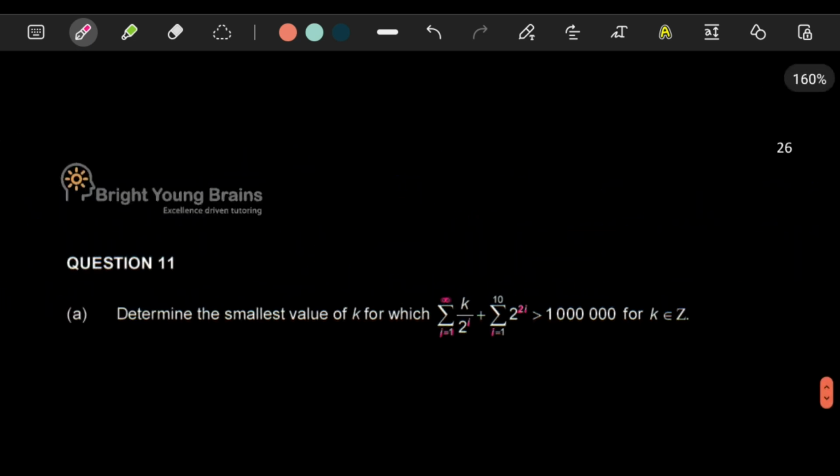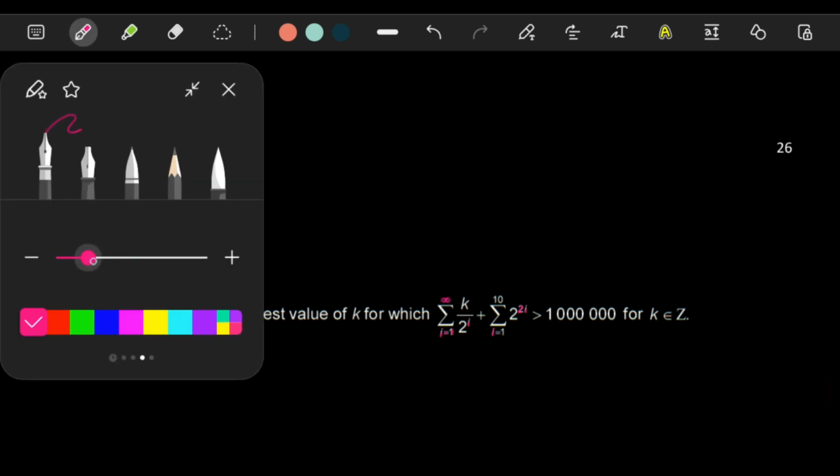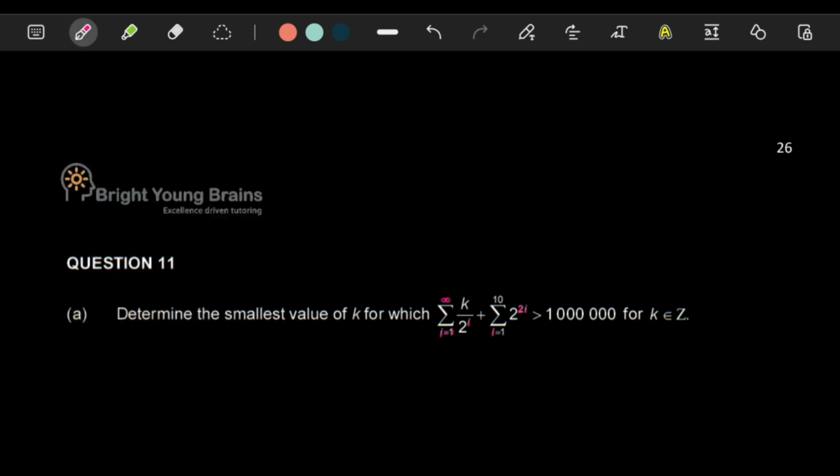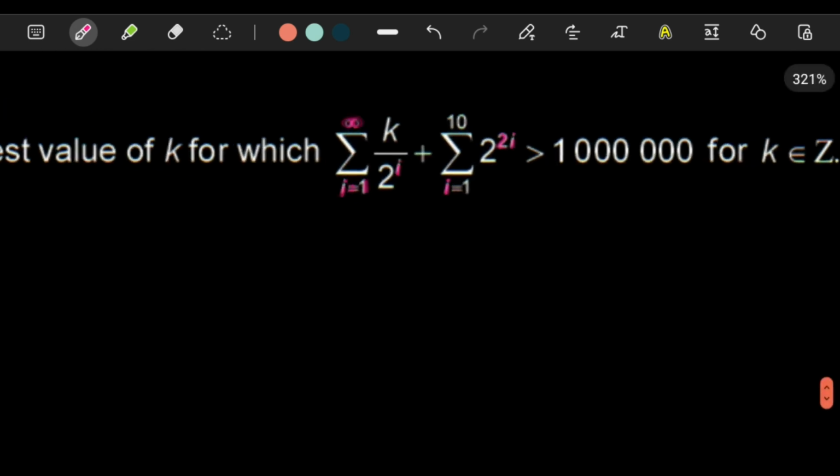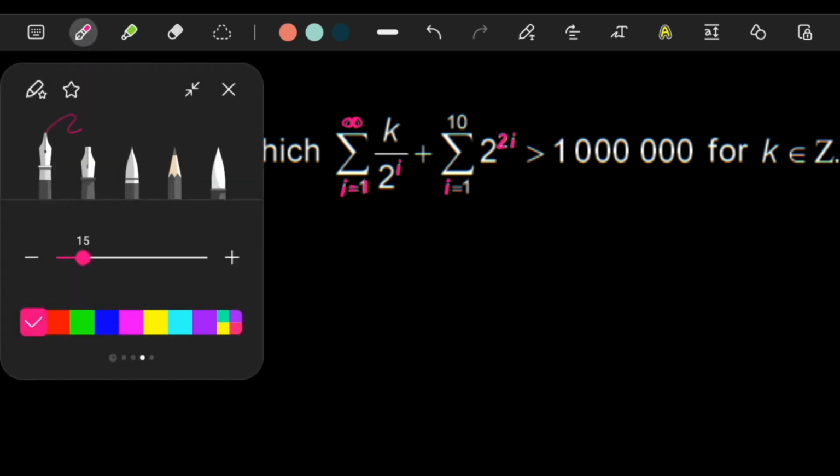So all this being done, they said the following. Determine the smallest value of k for which the left side is going to be bigger than 1 million, for which k is an integer. So k is going to be an integer, meaning it's a complete value. They just want you to work out where the left side is bigger than 1 million.